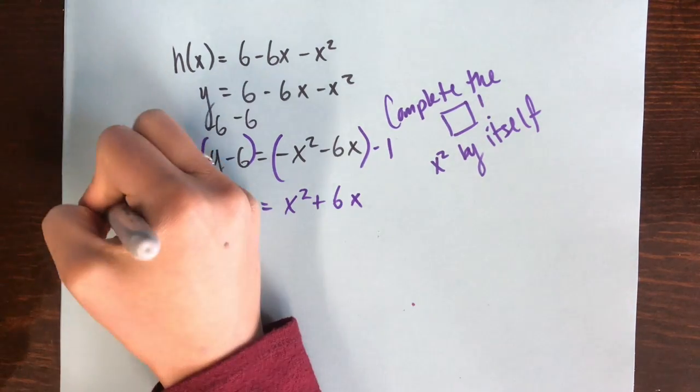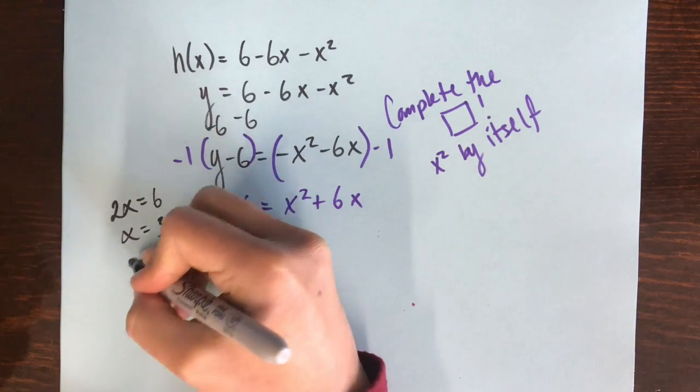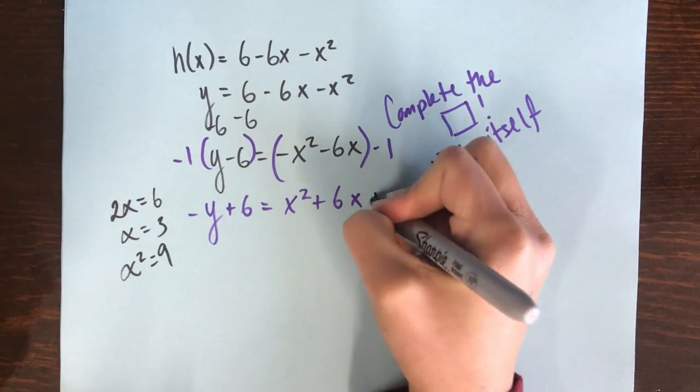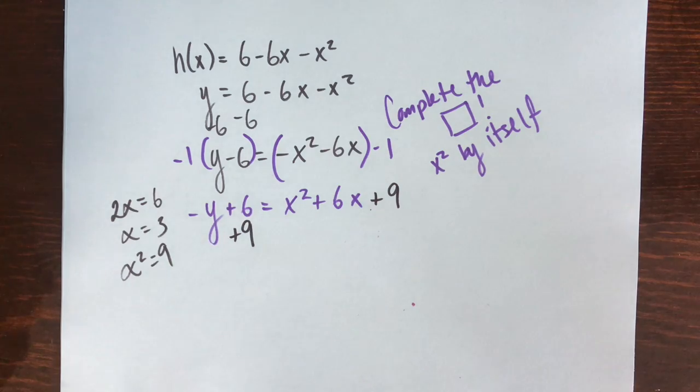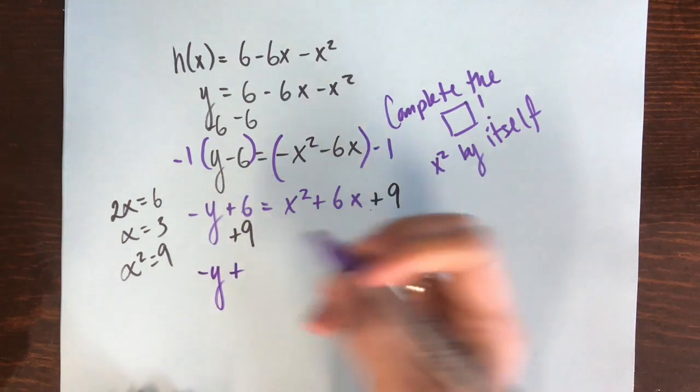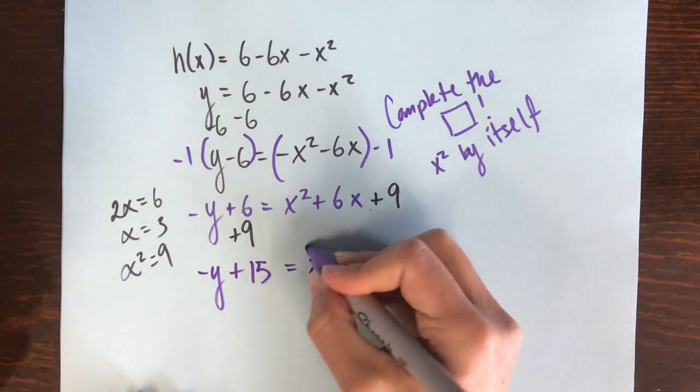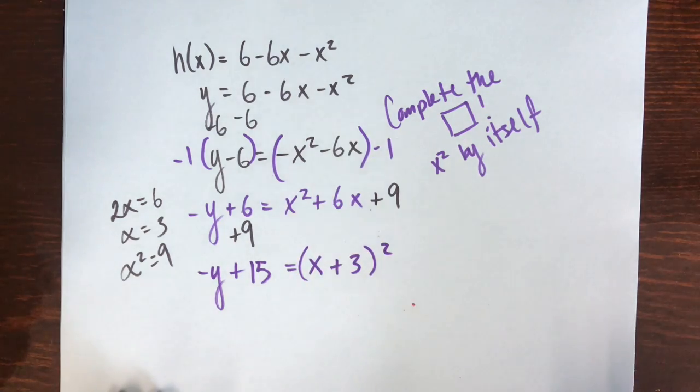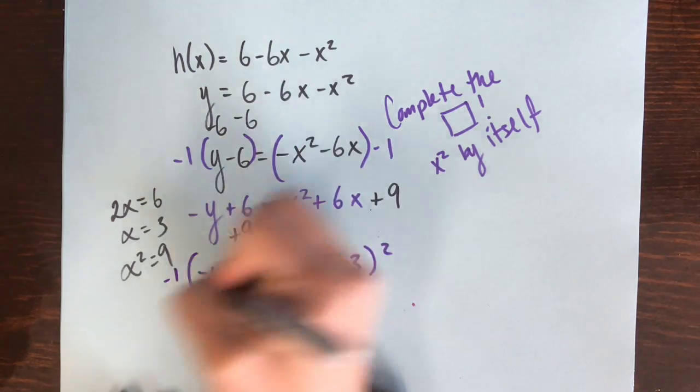So I'm going to do my 2 alpha business. 2 alpha is going to be equal to 6, where alpha is equal to 3, and then alpha squared is equal to 9. So I'm going to add 9 to both sides, which gives me negative y plus 15 is equal to x plus 3 squared, once I factor that into x plus alpha squared.